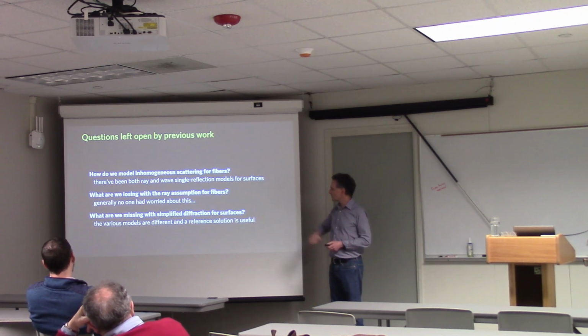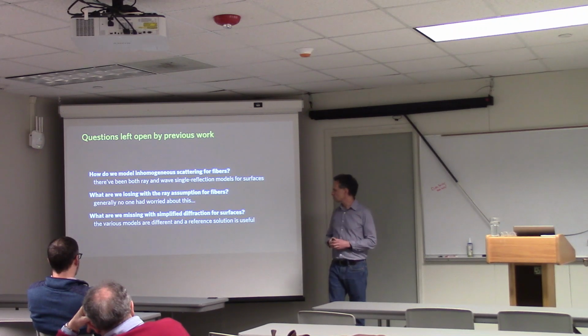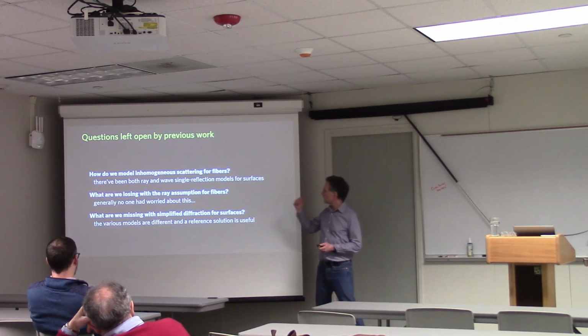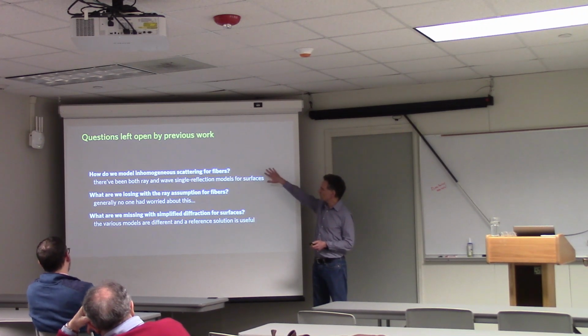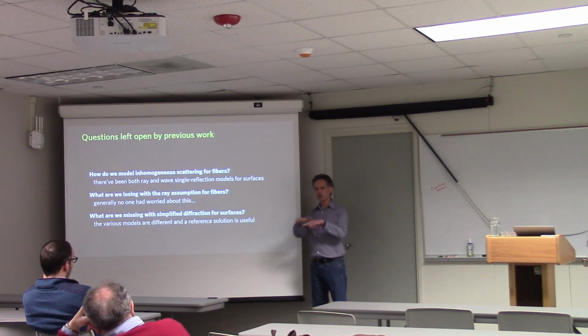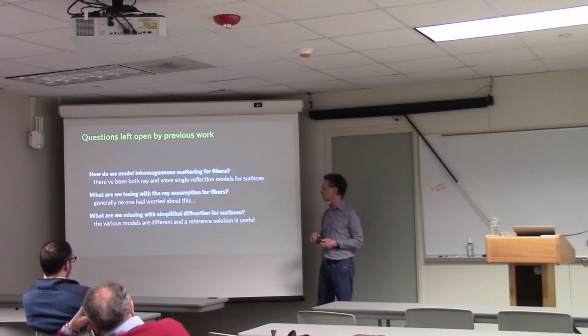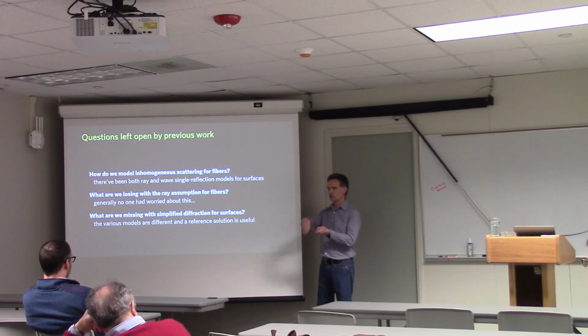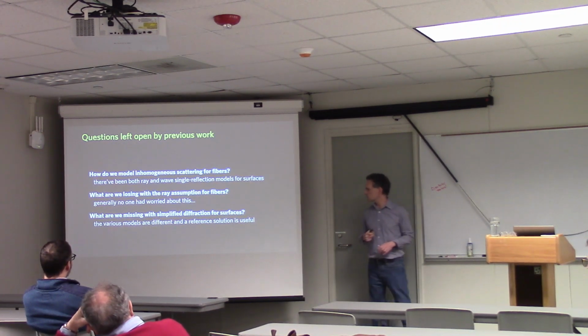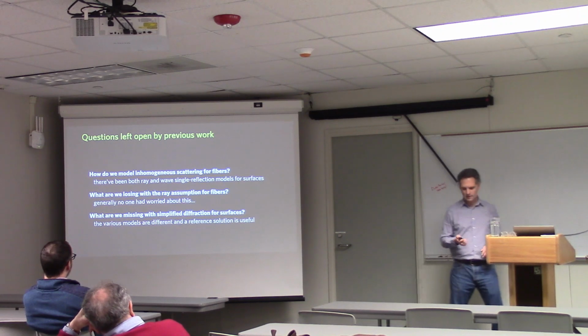And then the other question is, what are we missing? I'm skipping part of the background, but some of these inhomogeneous models are based on that diffraction-type reflection that I described earlier. And you can ask, what are you losing by going to this very simplified diffraction approximation? Can you make a reference solution that shows you what the real answer is?